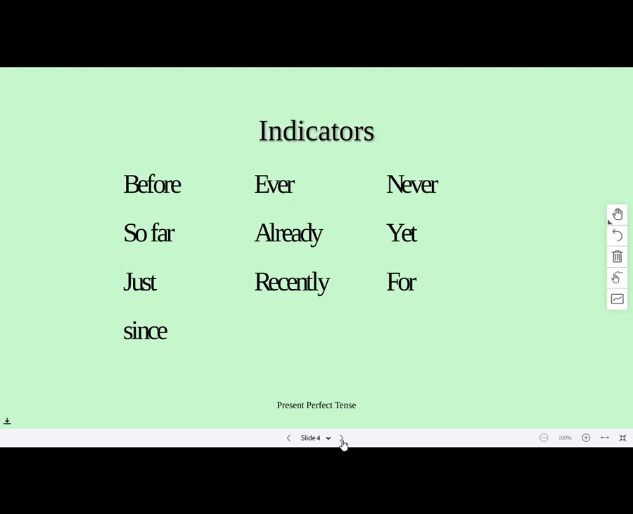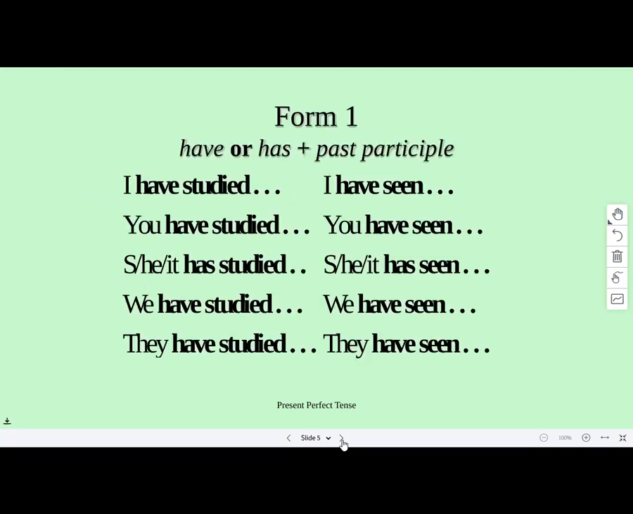Now, what are the indicators of the present perfect tense? Recently, for now, I have done this. For now, I have been doing this, yet, never, before, so far, just, and since.